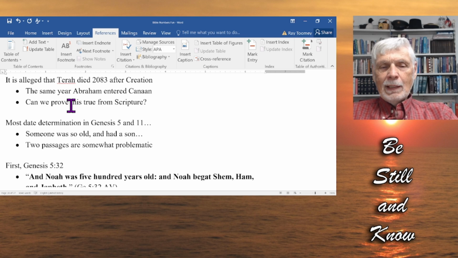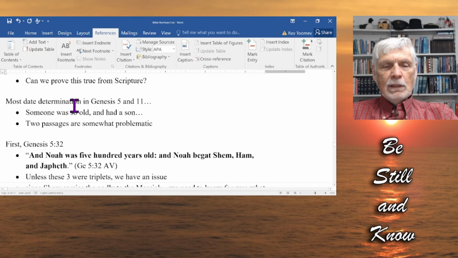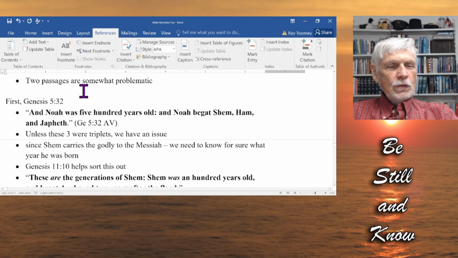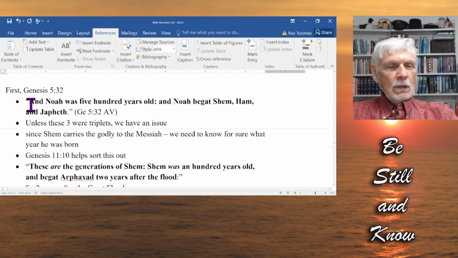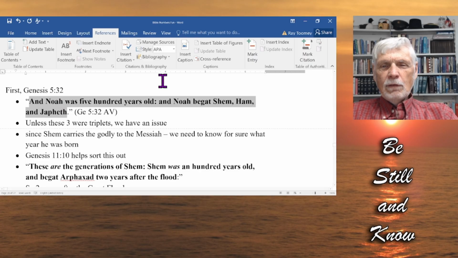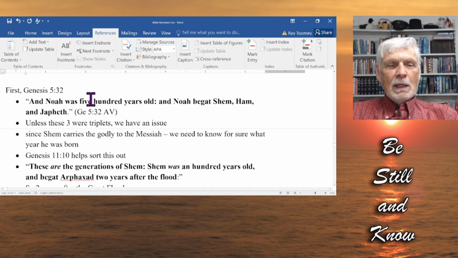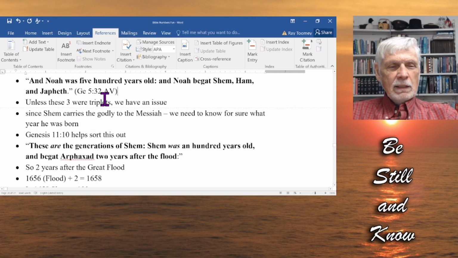We have two problematic passages, though, that confuse our little formula here. The first one is in Genesis 5:32, and I think I will let our background sound read this for me. And Noah was 500 years old, and Noah begot Shem, Ham, and Japheth. Okay, I always say that as Japheth. My computer doesn't speak the same language I do sometimes. But unless these three were triplets, we have a problem here. And they're not triplets. Scripture investigation says clearly not.